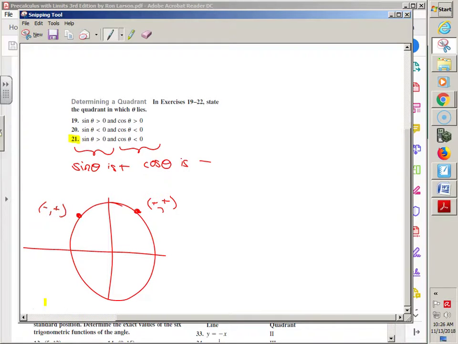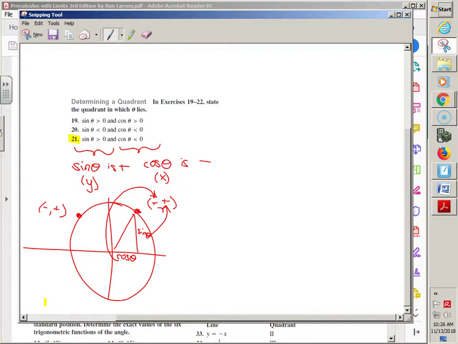Now we have to remember, sine is opposite, which would be like the y value. Cosine is adjacent, like if I was to draw a triangle. So my sine is my opposite, or my y, and my cosine is my adjacent, or my x. So cosine is x, sine is y.